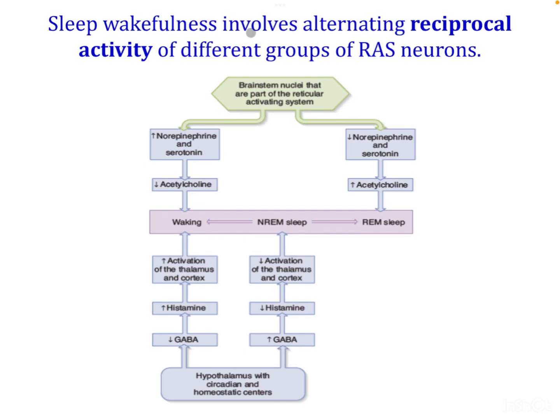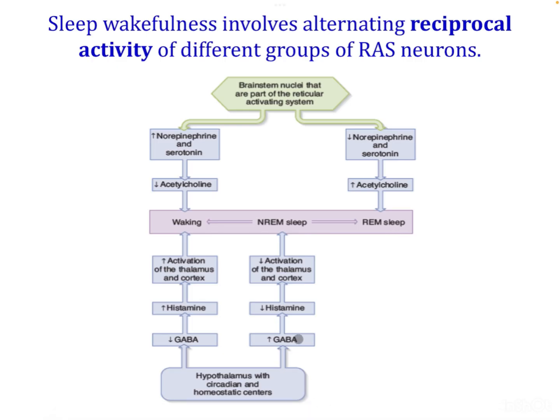Sleep wakefulness involves alternating reciprocal activity of different groups of reticular activating system neurons in the brain stem. When activity of norepinephrine and serotonin containing neurons is dominant, there is a reduced level of activity in acetylcholine containing neurons. This contributes to the awake state. The reverse of this pattern leads to rapid eye movement sleep.